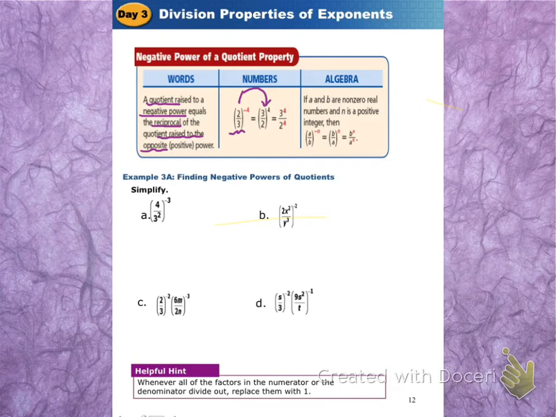So 3 to the 4th and 2 to the 4th. Our 3 to the 4th is 81. Our 2 to the 4th is 16, and I don't believe that can be reduced.